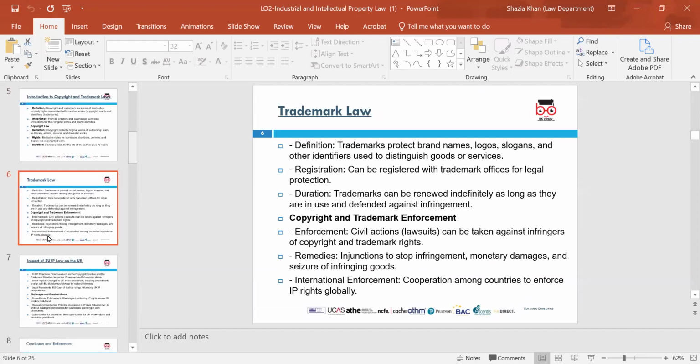Trademark law. The trademark law provides protection for the use of trademarks. It could be, like we said, brand names, logos, slogans, and other identifiers used to distinguish goods or services. In a business world, a trademark provides a product or organization with an identity which cannot be imitated by its competitors. So there are lots of competitors out there that want to imitate a trademark, as it is a symbol.